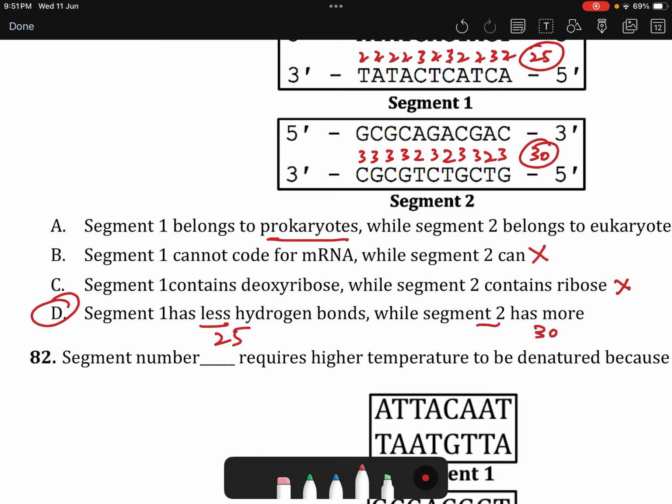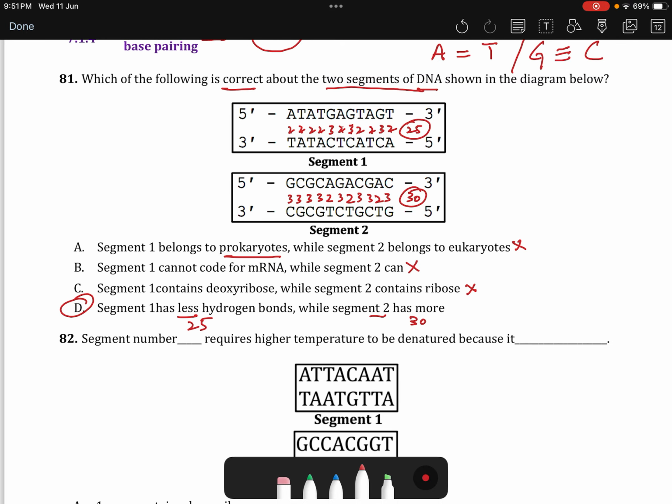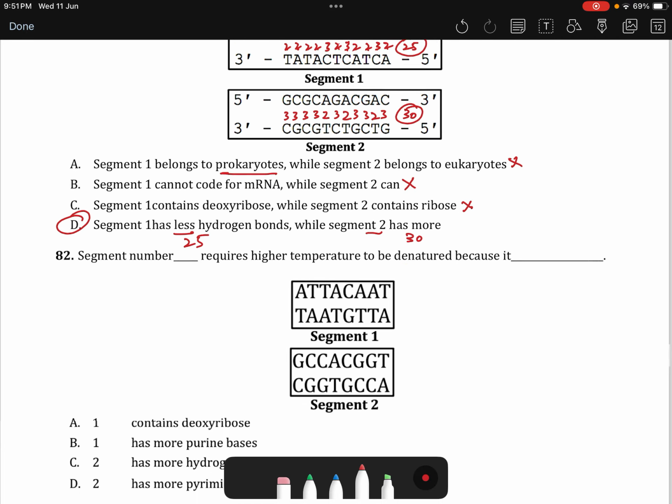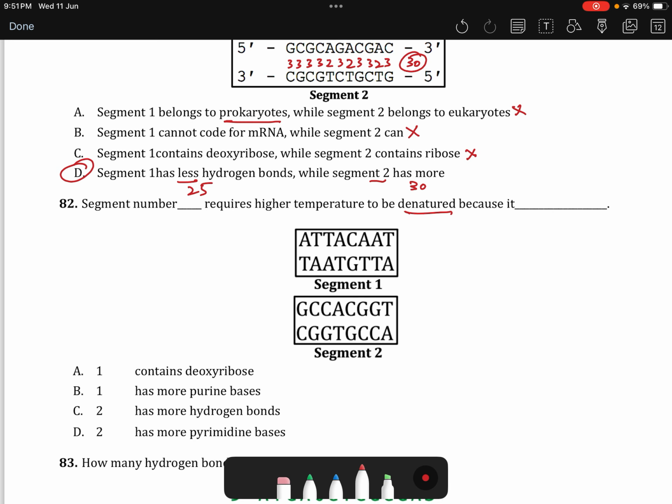Yes, that's correct. Segment 2 requires high temperature to be denatured. Yes, if you have more hydrogen bonds, you need more temperature to break them. And how do you see more hydrogen bonds? If C to G are more, it means more hydrogen bonds, it means more temperature is needed. So it contains deoxyribose, 1 has more purine bases, 2 has more hydrogen bonds, 2 has more pyrimidine.